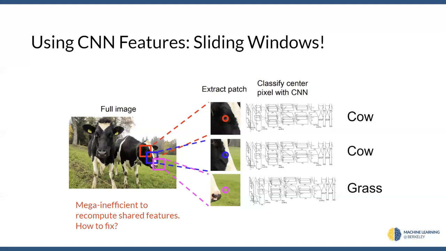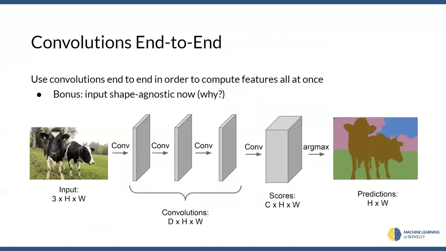As we saw last time, sliding windows approaches in general are just very inefficient. Once again, we're recomputing a bunch of shared features, running the classification over the same area lots of times. So how do we fix this? Well, we talked about this again on Tuesday, but this is a different approach to it.